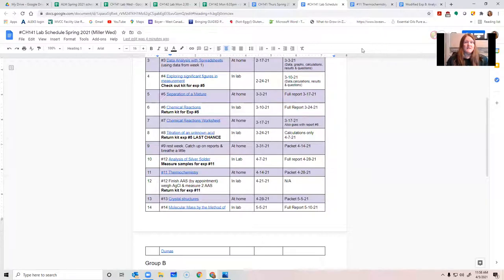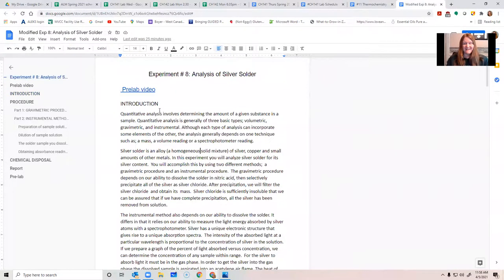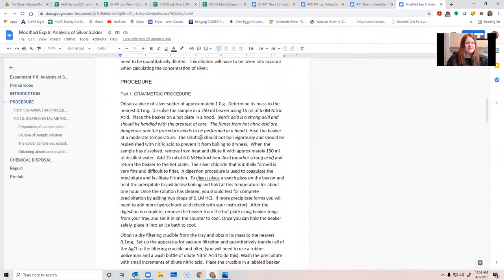So those two methods are very different from each other, and it's important that you watch the pre-lab video in order to understand it. Essentially, what you're going to do is work on a gravimetric procedure. Gravimetric means based on gravity, right? So this is weight. Essentially, you're going to take a large piece of solder, which is a little piece of metal that looks like brass. You're going to take the 1 gram piece, it'll be around 1 gram, and you're going to weigh it really, really, really carefully. And then you're going to digest it in some acid.